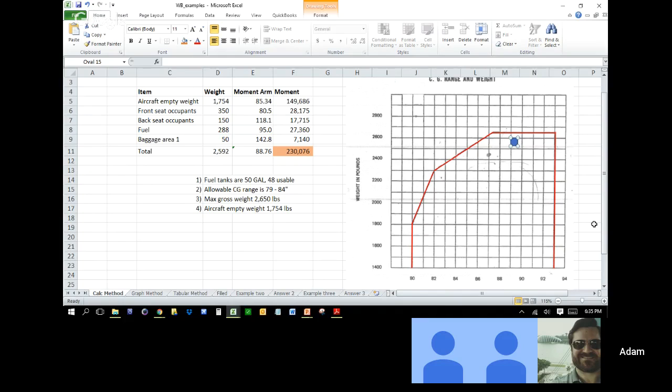Within the operating envelope, totally legal, totally safe. And even speaking from a within the envelope perspective, it's relatively central. It's not over here, it's not all the way forward. It's looking pretty good. This aircraft's going to be relatively controllable, well within limits.